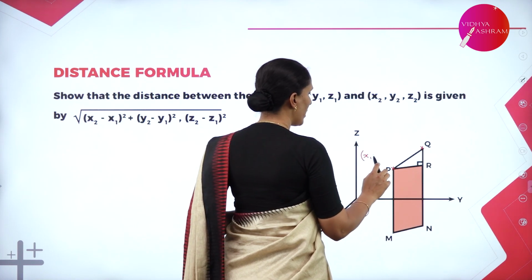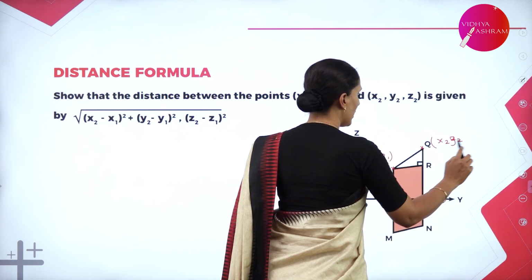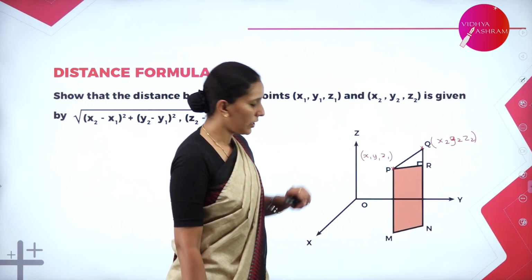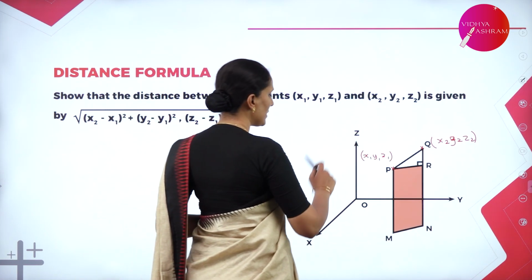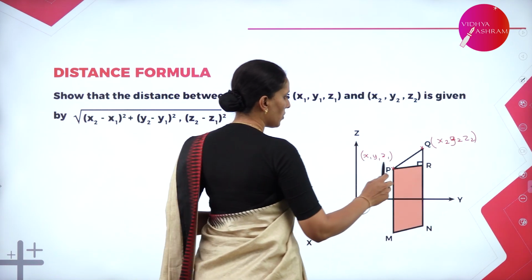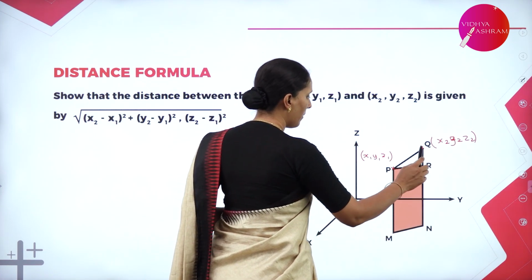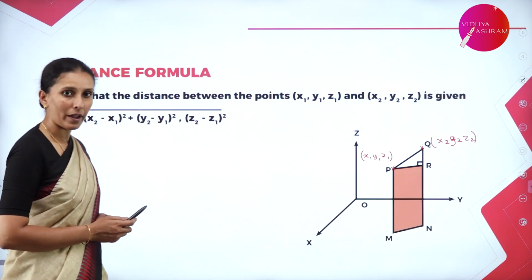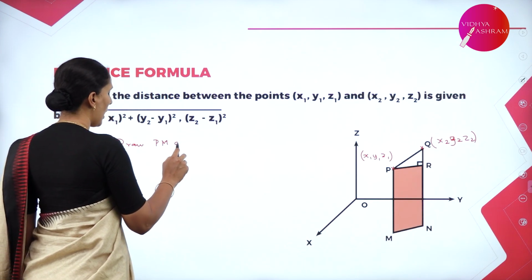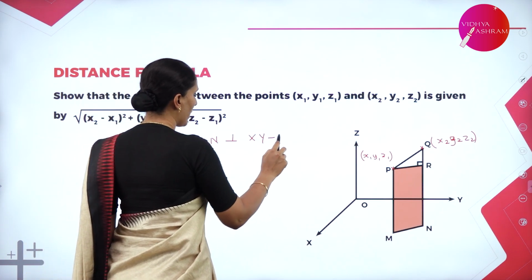Now consider points P and Q. Let P have the coordinates x1, y1, z1 and Q have the coordinates x2, y2 and z2. Here we are supposed to calculate the distance PQ. So what I am doing here is considering a three-dimensional axis with respect to x, y, z, where O is the origin. Let the line segment be PQ. The first thing is to draw perpendiculars PM and QN to the XY plane.